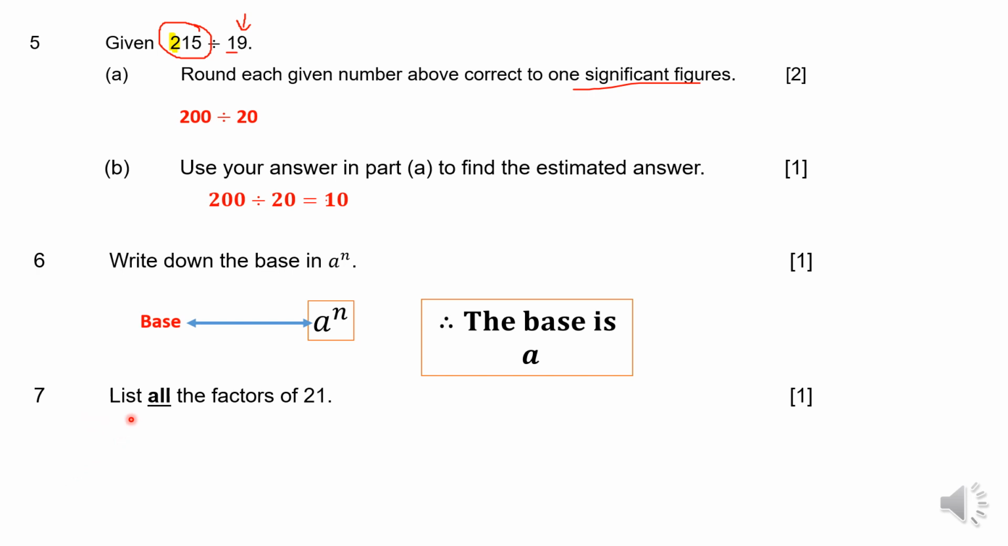This question here, and I've underlined the word all, so that if you miss one of the factors of 21, you are not going to get full marks here. It's just a 1 mark question. So you must list them all. 1 times 21 gives you 21, and 3 times 7 gives you 21. So these are 4 factors for 21, and you must list them all.